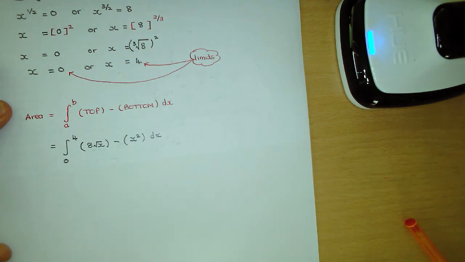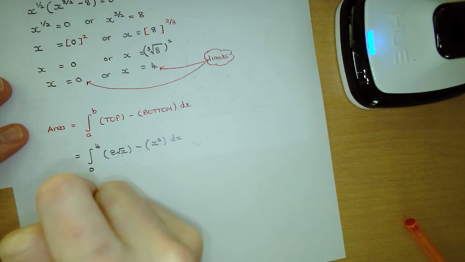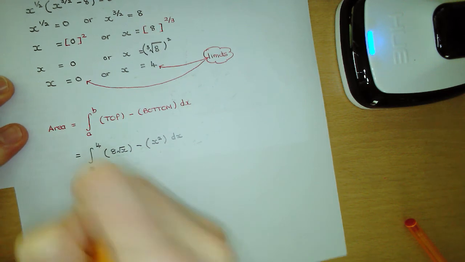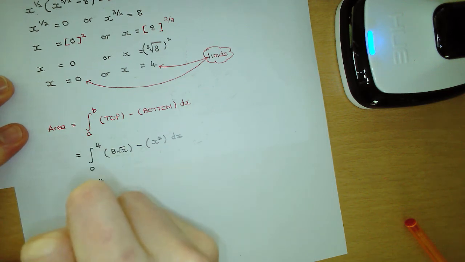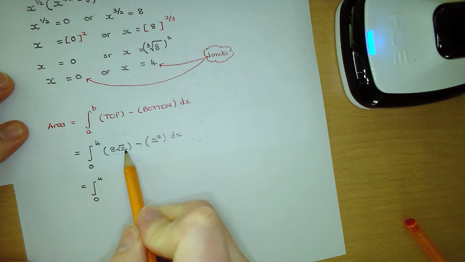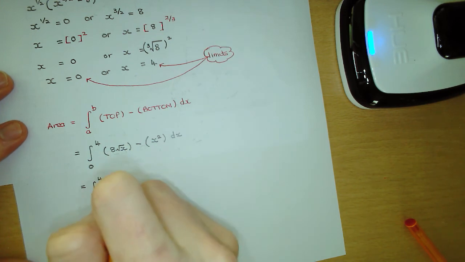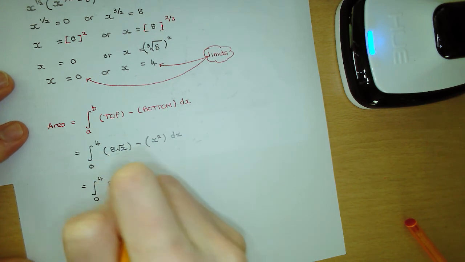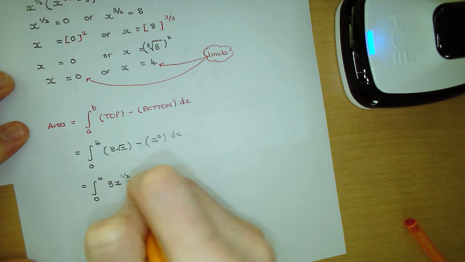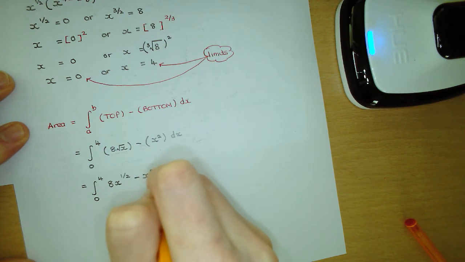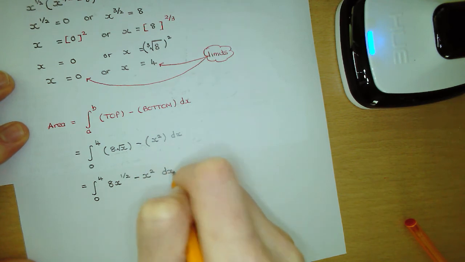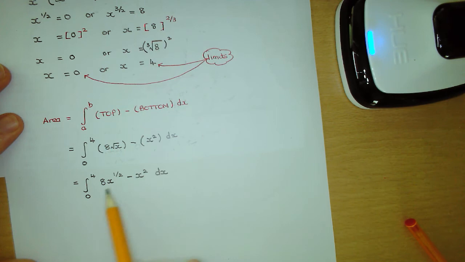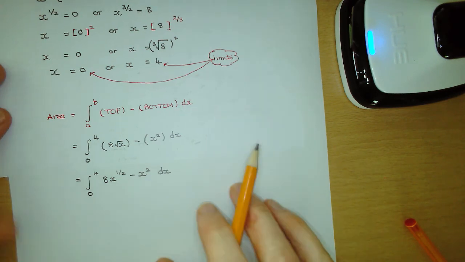Okay. Now we have to get rid of the brackets before we integrate, so we still copy down our integral signs because we haven't integrated yet. So we've got 8 root x. I'm also going to get rid of the root. I'm going to write that as 8x to the power of a half and then minus x squared. So you'll see that there's no brackets, there's no x's on the bottom line, there's no roots, so we've got the green light to integrate.